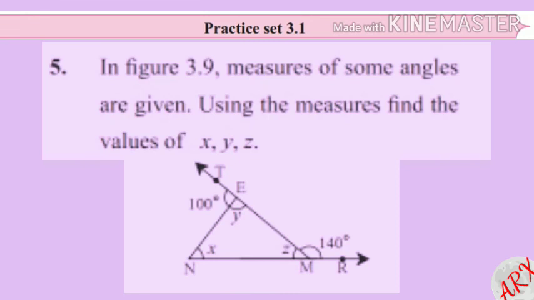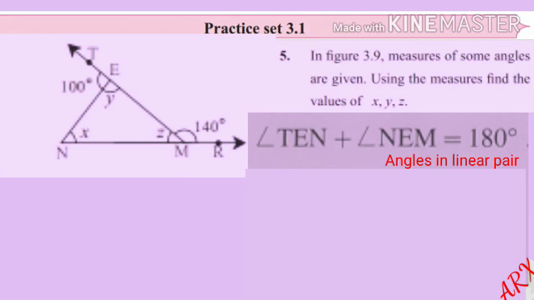Question number 5. In the figure, measures of some angles are given. Using the measures, find the values of x, y and z. Now if we observe the figure, angle TEN and angle NEM are angles in linear pair. Therefore, their sum will be 180 degree. Hence, angle TEN plus angle NEM equal to 180 degree.